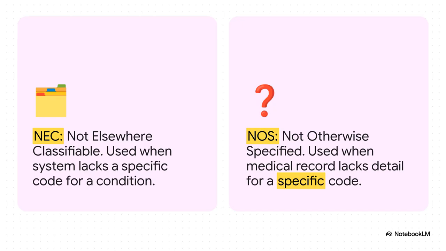Think of this as your other specified code. You use this when the doctor knows exactly what's wrong, but the rulebook simply lacks a specific code for it yet. On the flip side, NOS stands for Not Otherwise Specified. That's your unspecified code. You use NOS when the system has plenty of great codes available, but the doctor's actual documentation just doesn't give you the detail you need to choose one.